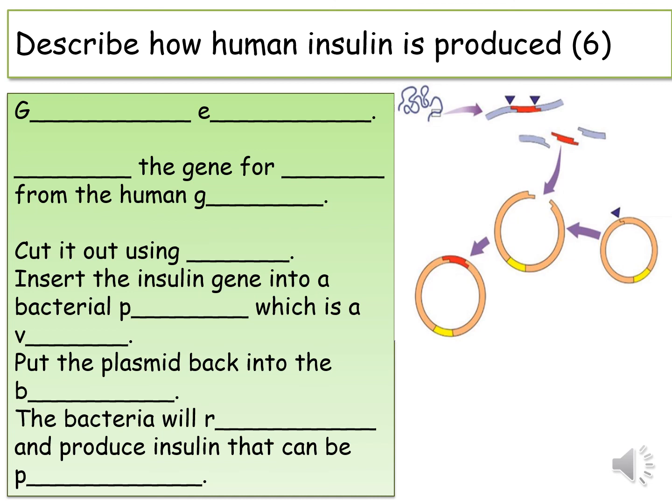Now that we know what genetically modified organisms are and we know the process alongside the advantages and disadvantages, here is a typical 6-mark exam question on how human insulin is produced. Normally you are given a question alongside a diagram. What I have done in this case is I have put the sentences, and all you need to do is follow the same process as you've already seen on the PowerPoint, but adding the missing words to achieve the 6 marks.